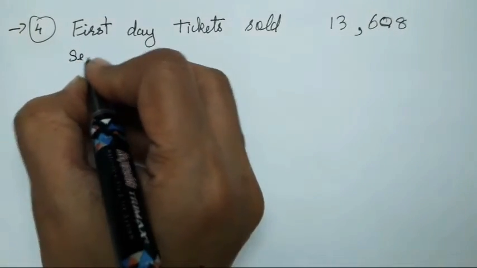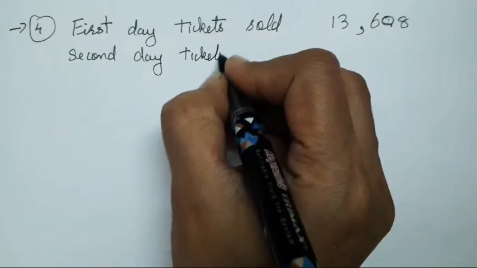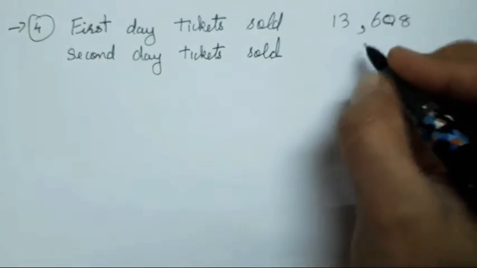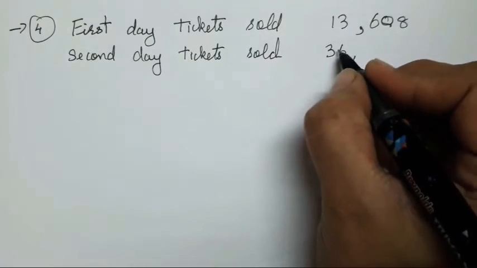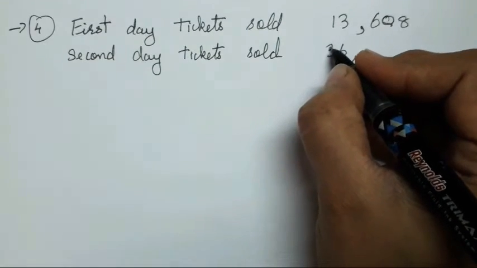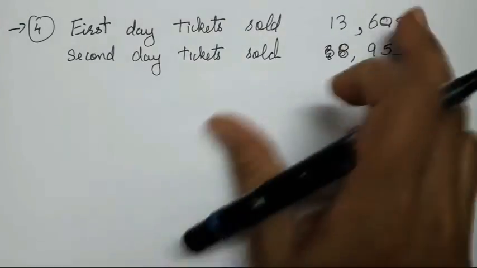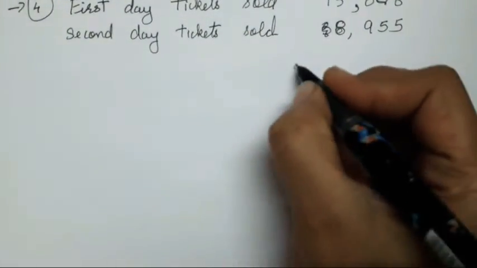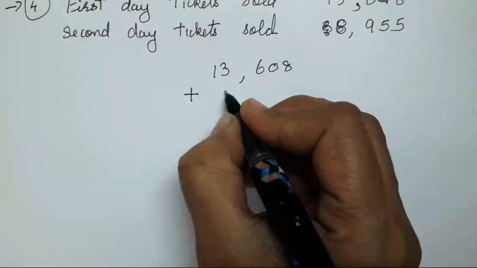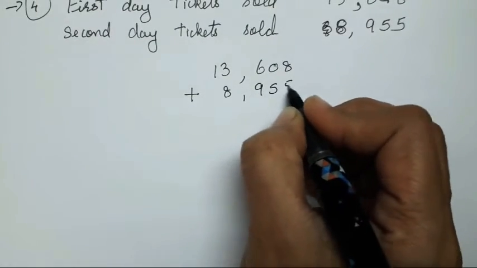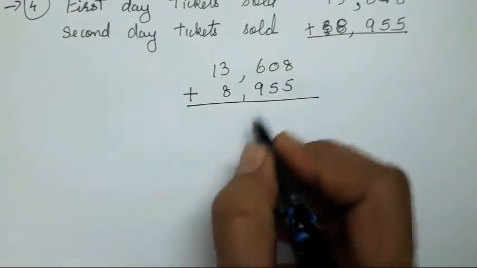Tickets sold 13,608, and second day tickets sold 36,000. No, sorry, not 36, it is the total amount. So second day 8,955. Okay, now there is a mistake over here, so I will solve it just below it. 13,608. You all can solve it over here only, children. Okay, this we have to add. You all can even add over here, but this mistake was there, so I will solve it over here.